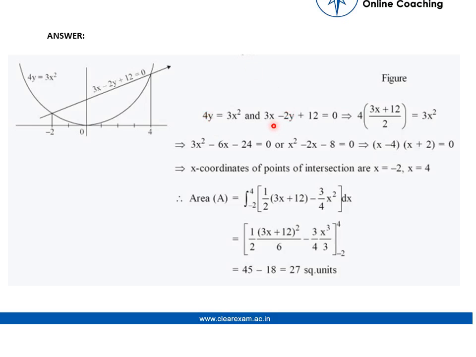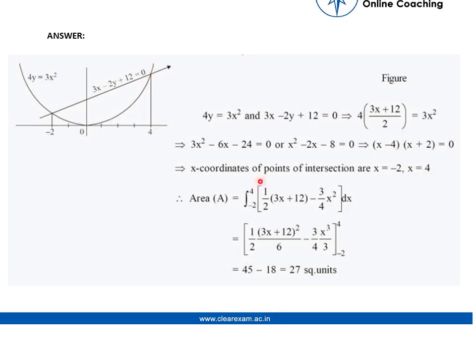So when we rearrange this, we'll get 3x plus 12 is equal to 2y. 2 will come in the denominator, so y is equal to (3x plus 12) divided by 2, and we'll put the value here. After solving, we'll get a quadratic equation and two roots of the quadratic equation, which give us the two intersection points that we need. So x is equal to minus 1 and x is equal to 4 are the two intersection points.